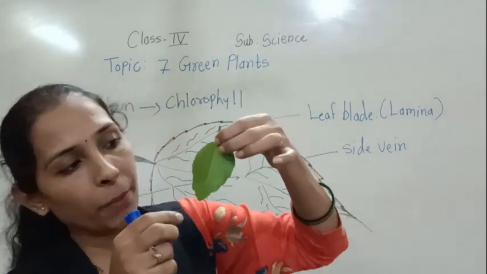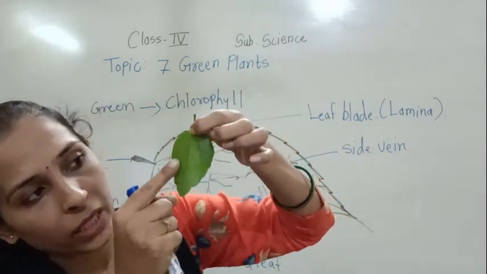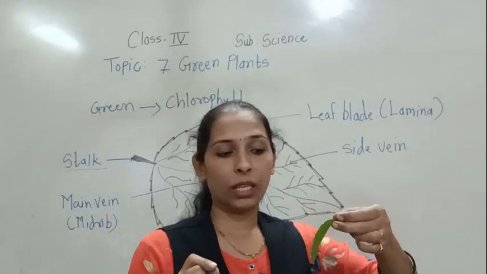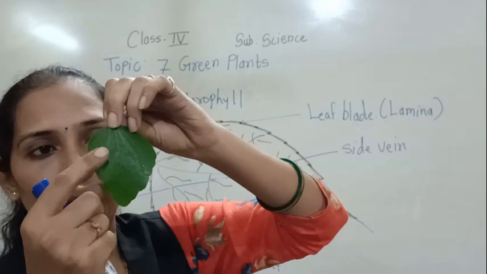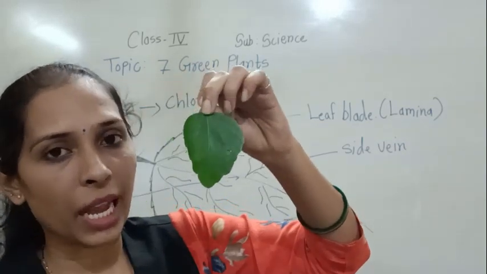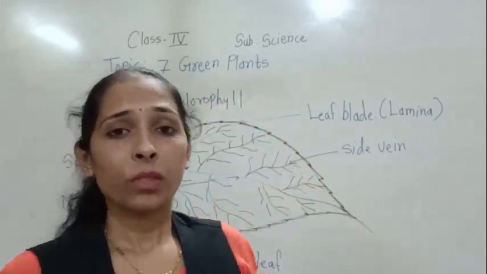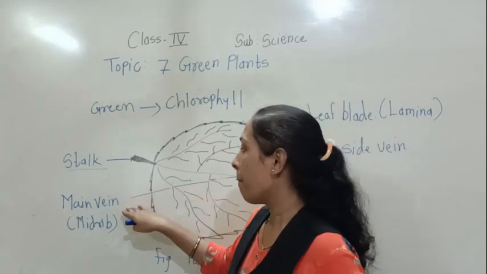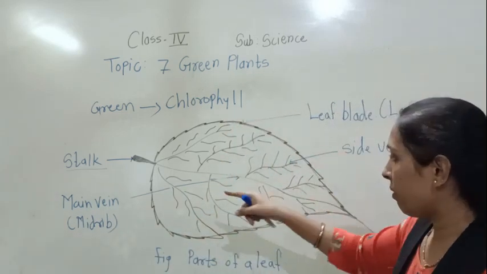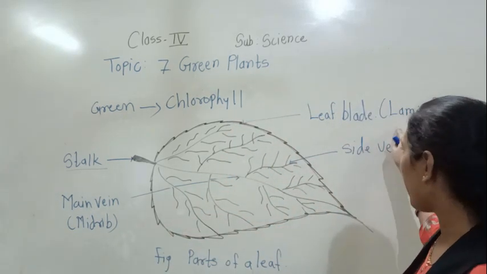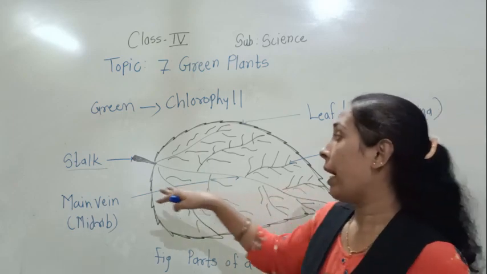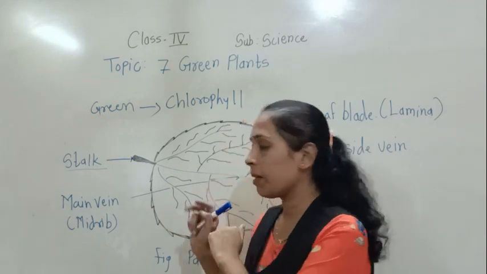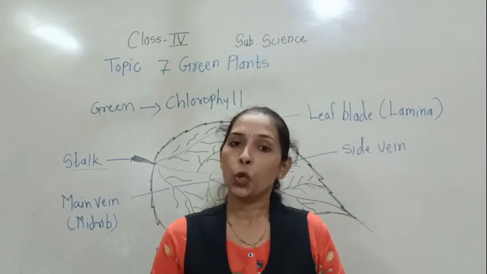Here you can see so many small veins. Otherwise, you can take one leaf from your surroundings and observe it. You can see very easily the small veins, which we call side veins. So this is all about the parts of a leaf: the stalk, the main vein or midrib, the leaf blade or lamina, and the side veins. The stalk is also called the petiole. And this diagram you have to draw in your science notebook.